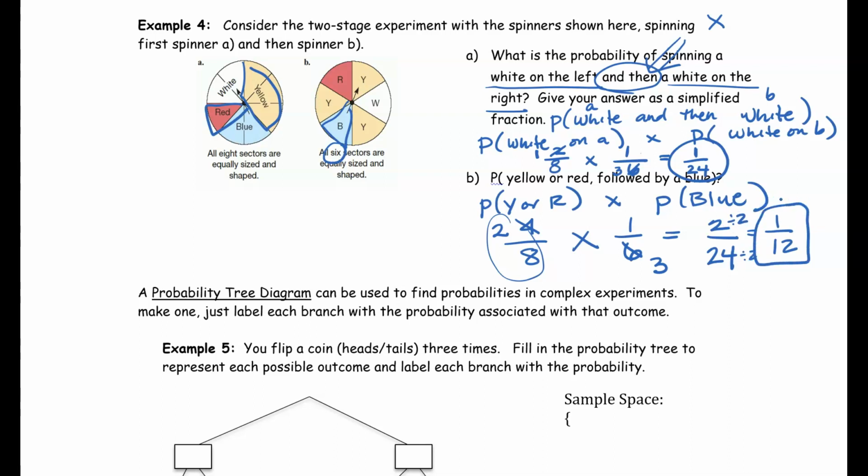And if you're not a fan of cross canceling, if you like to just multiply and reduce all the way in the end, that works too.